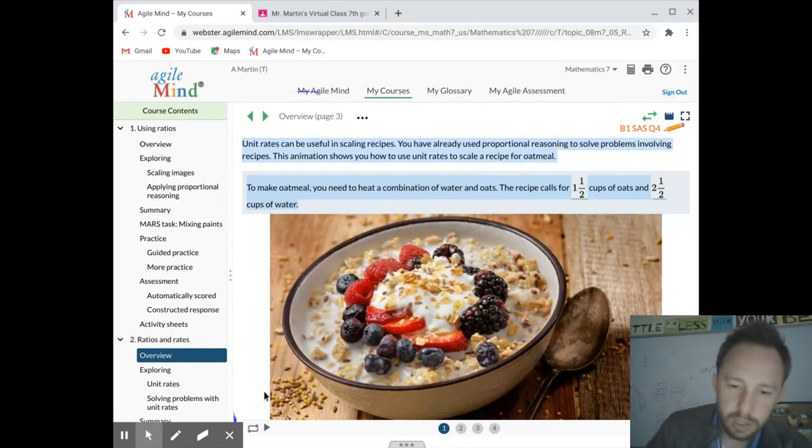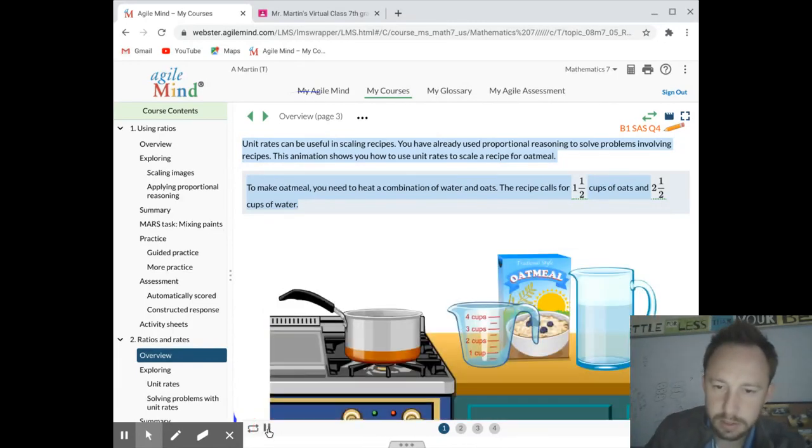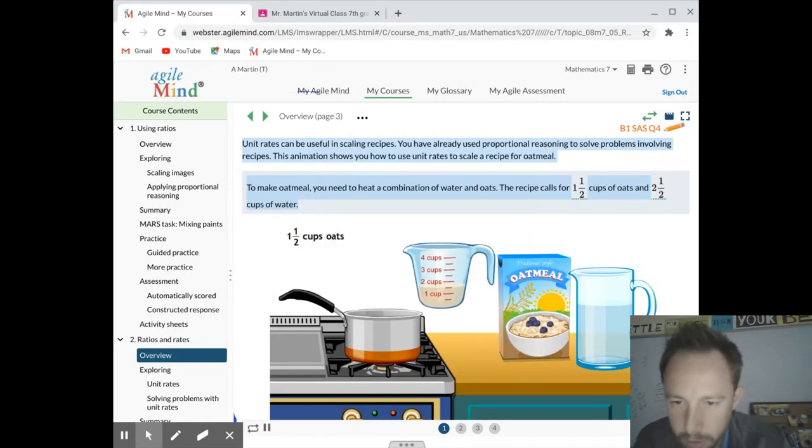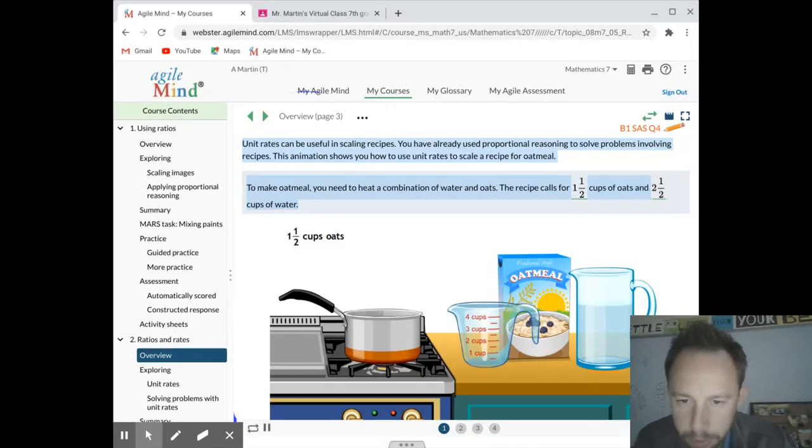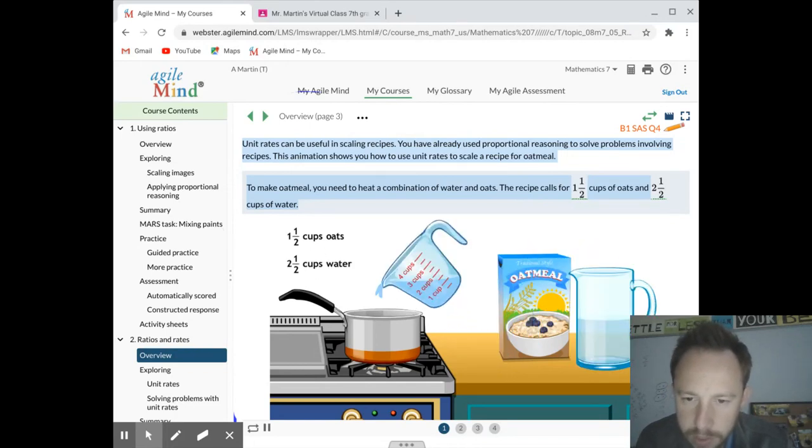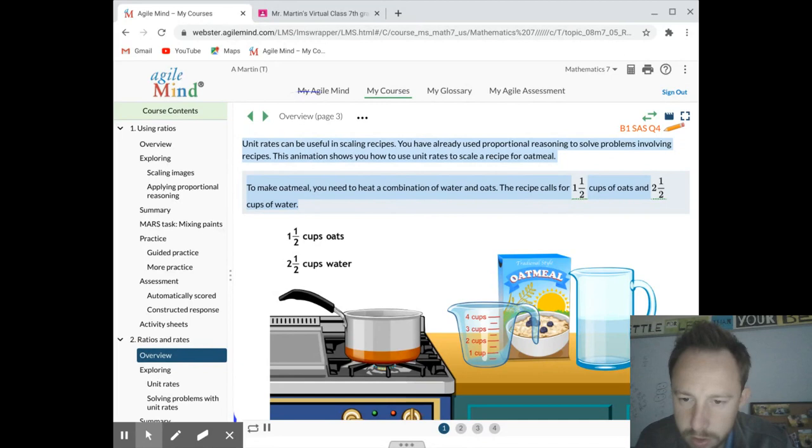All right. So let's see what happens when we play this. So they put 1½ cups of oatmeal into the pan on the stove. Then we put 2½ cups of water.